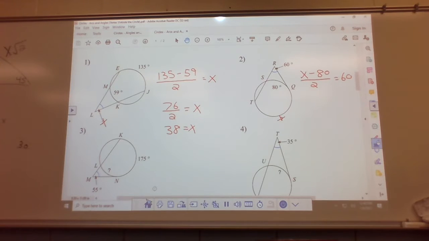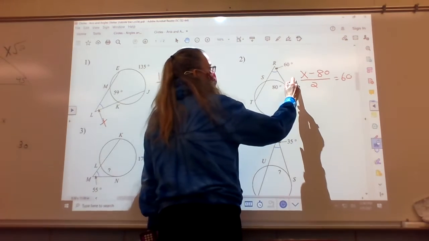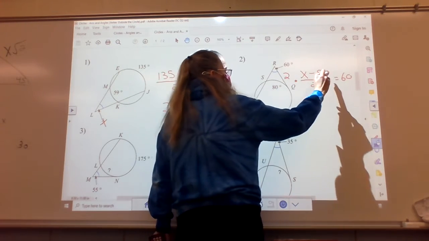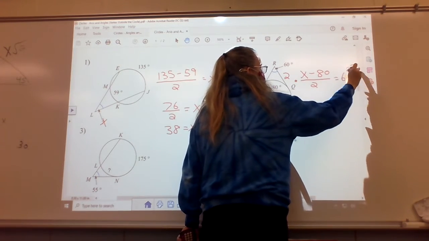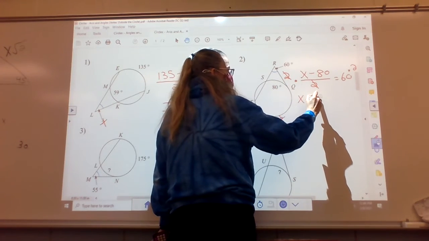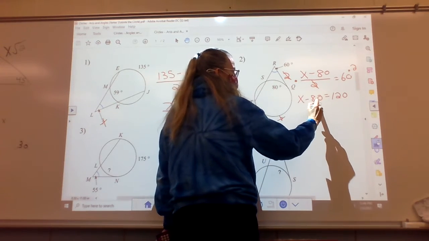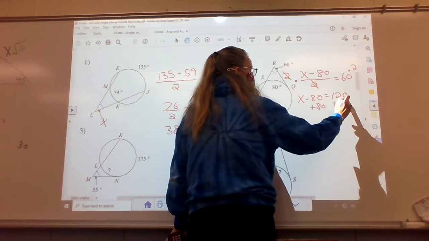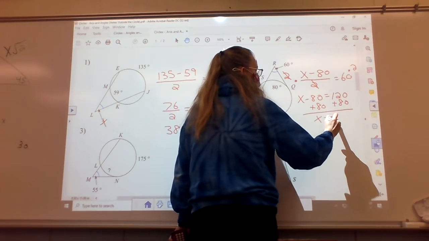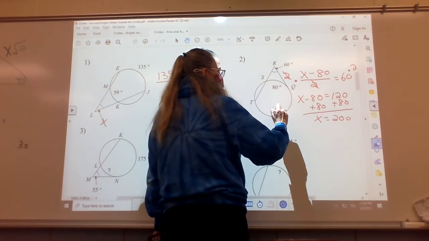Now, same as we did on Friday, yes, I could divide those two things by 2, but then I'm going to end up with like a 0.5x or a half x. It just gets messy. So my suggestion is to get rid of the 2 by multiplying both sides by 2, same as we did Friday. That way the 2's cancel. X minus 80 equals 120. Then you can just add the 80. So x equals 200. So my great big arc here ends up being 200.